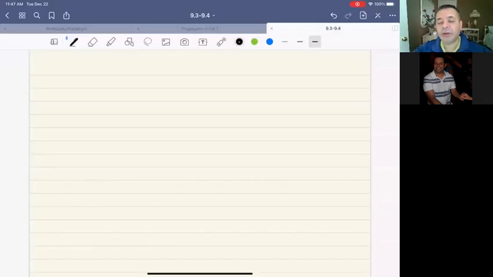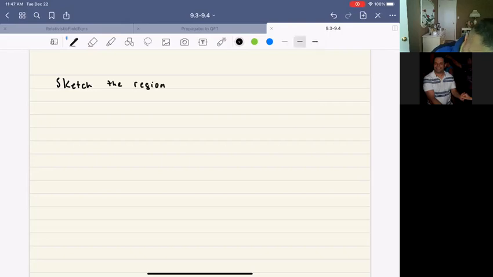All right, welcome back. So the next problem we're going to do, we're going to go ahead and sketch a region. Okay, we're going to sketch the region given by -1 less than or equal to r less than or equal to 1, pi over 4 less than or equal to theta less than or equal to 3 pi over 4.